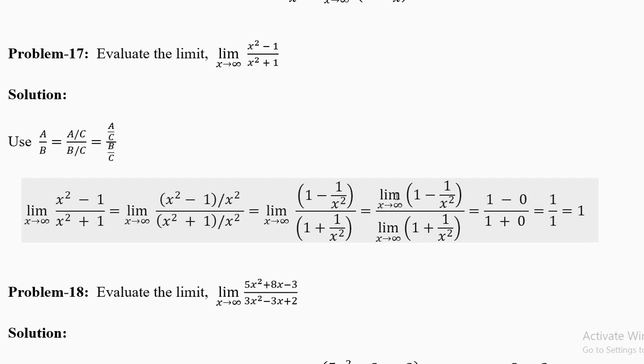Now take the up limit separately, down limit separately. This is 1 minus 0, 1 plus 0. Look at the previous two questions. 1 minus 0 is 1, 1 plus 0 is 1, 1 divided by 1 is 1.